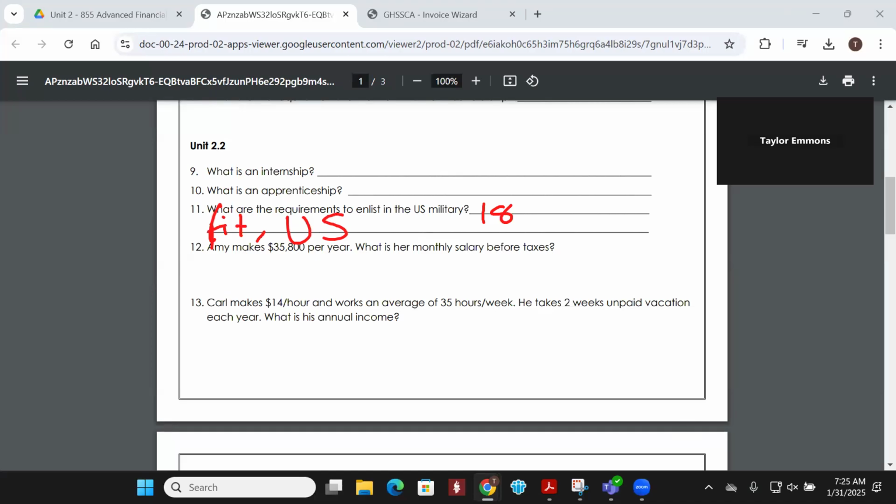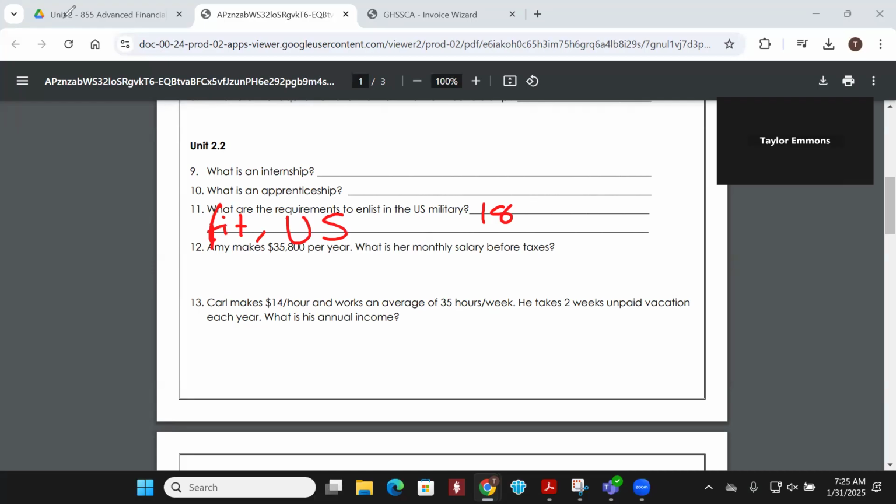Job-related skills and abilities that are necessary in order to do a certain career, are those hard or soft skills? Hard skills. What are soft skills? Soft skills are stuff that is easy to pick up, like communication and building relationships within your job. Okay.